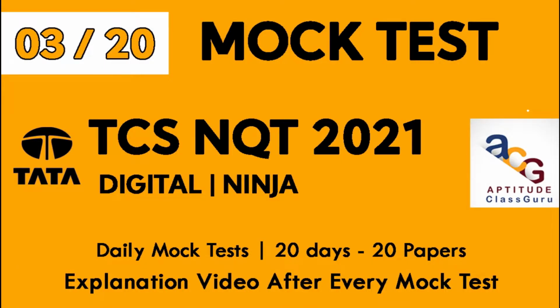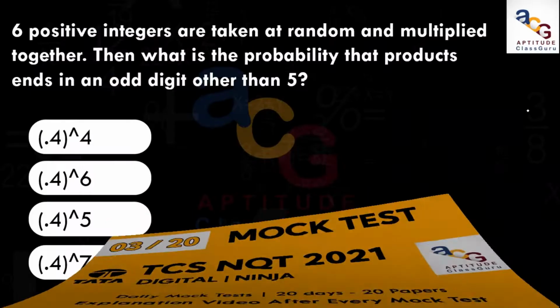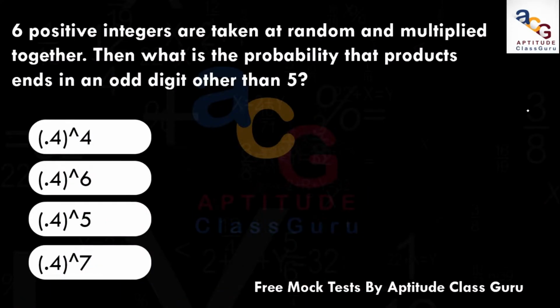In today's video, we are going to discuss the third mock test for TCS NQT 2020 Digital and Ninja. So without any delay, let's get started. The first problem: 6 positive integers are taken at random and multiplied together. Then what is the probability that the product ends with any odd digit other than 5?